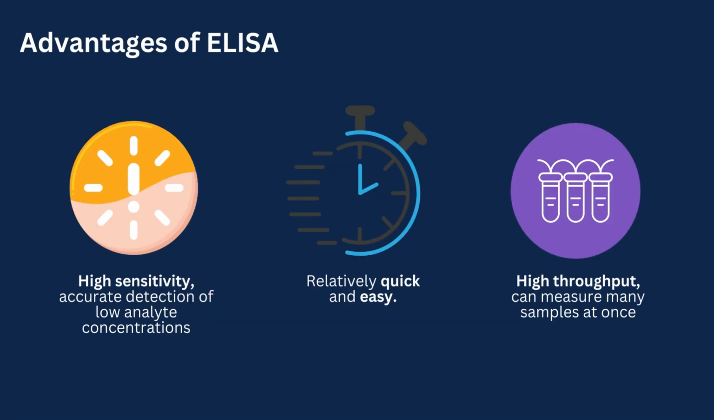ELISA is a sensitive technique, meaning it is able to detect the target protein even at very low concentrations. This is quite important in research and diagnosis, where even small amounts of the analyte can indicate disease. In general, ELISA is a relatively quick and simple method, and also allows for high throughput, or a lot of samples to be measured at the same time.